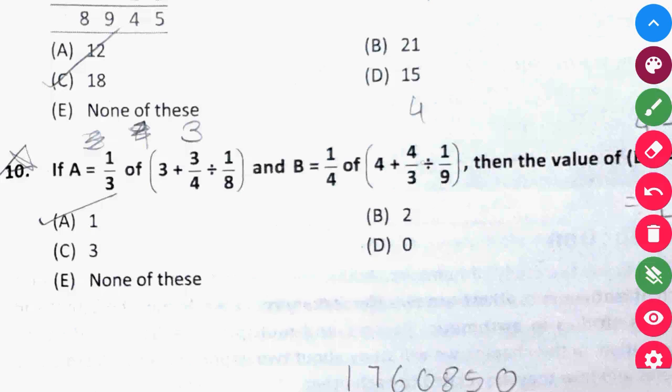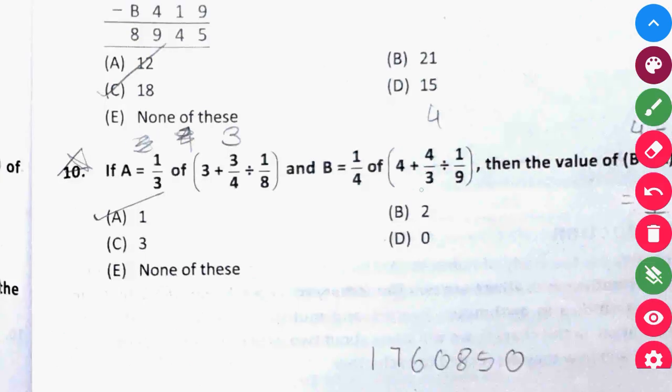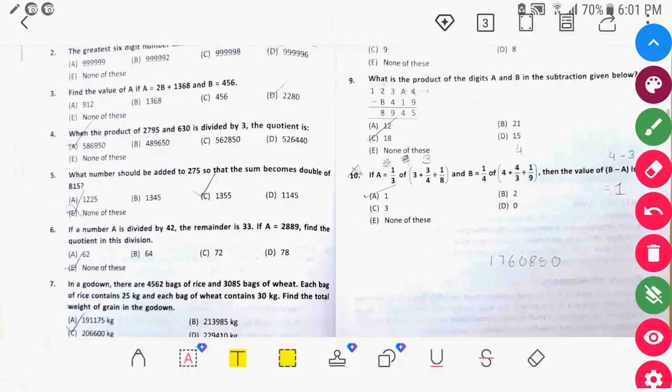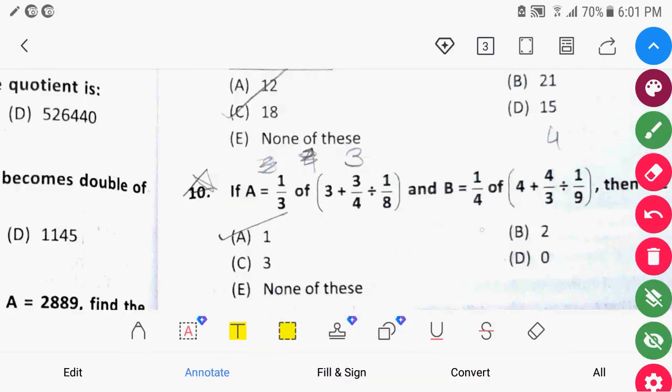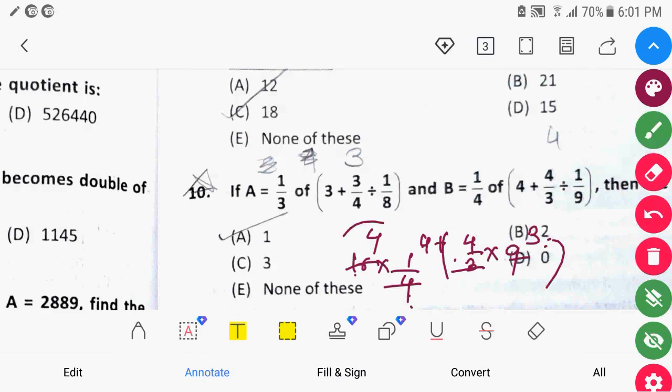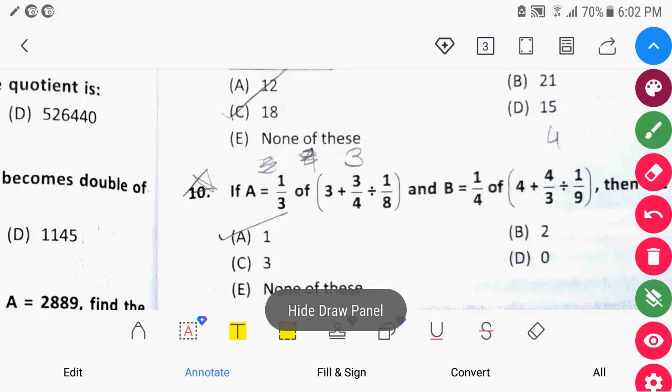Now the same way, when 1 by 9 is in division, in the same way 9 is in multiplication with 4 by 3. So 4 plus 4 by 3 multiplied by 9, 3 3s are 9 and 4 3s are 12. So 12 plus 4 becomes 16. Now 1 by 4 of 16 means 16 multiplied by 1 by 4. So the answer is 4. Now we got the value of B as 4, A as 3. So B minus A is equal to 1, as 4 minus 3. So the final answer is 1.